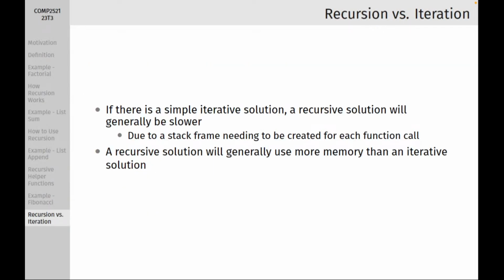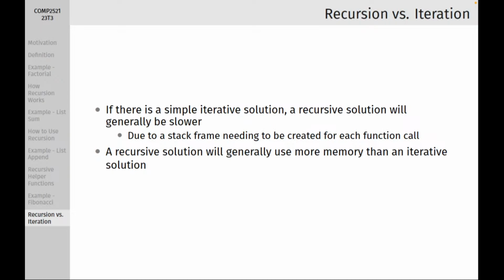All right, so last thing I wanted to talk about was recursion versus iteration, right? So how do they compare? Like, is a recursive solution going to be faster, or is the iterative solution going to be faster? You know, which one's going to use more memory? So generally, if there is a simple iterative solution for a problem, a recursive solution will generally be slower.